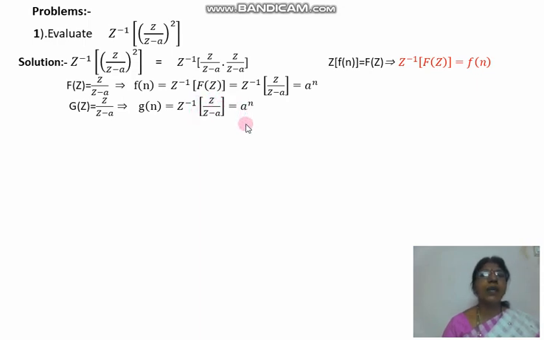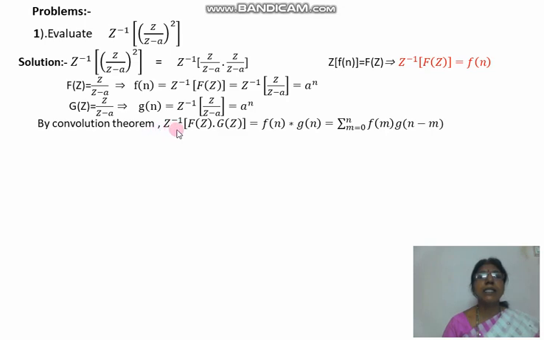Now we have f of n and g of n. You have two functions here, f of z and g of z, but if you find the inverse transform, you get two functions f of n and g of n. What is the convolution theorem? Z inverse of f of z into g of z is equal to the convolution of the two functions f n and g n. It is equal to sigma m equal to 0 to n of f of m g of n minus m.